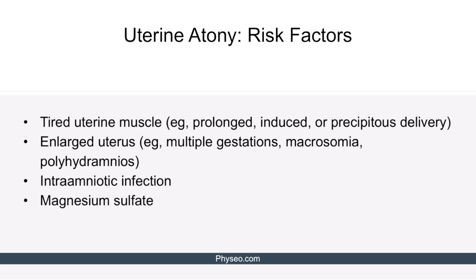Risk factors for uterine atony include anything that makes it more difficult for the uterine muscle to clamp down on the underlying vessels. This can occur when the uterine muscle is tired because of a prolonged, induced, or precipitous delivery. It can also happen in the case of an enlarged uterus, such as would be the case in a patient with multiple gestations, macrosomia, or polyhydramnios. It requires more energy to contract a large and stretched uterus than a small one. The presence of an intra-amniotic infection or usage of magnesium sulfate can also predispose a patient to uterine atony.